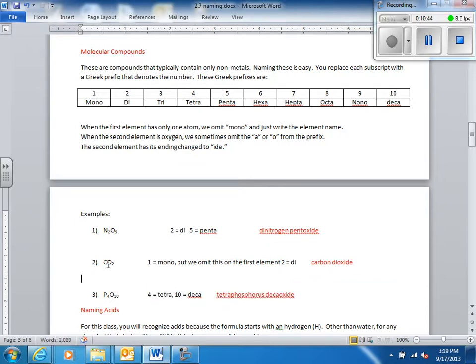Okay, quick note on the carbon dioxide if you got it wrong. There's only 1 carbon. We leave off the mono, so we don't say monocarbon dioxide. And on the oxide, I left the A in. If you wrote decoxide, I wouldn't mark it wrong.